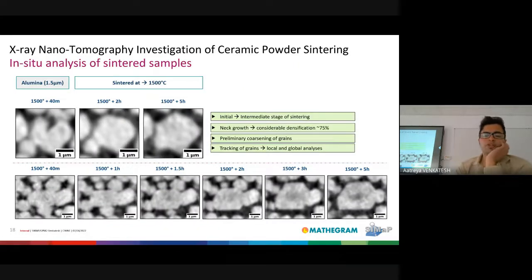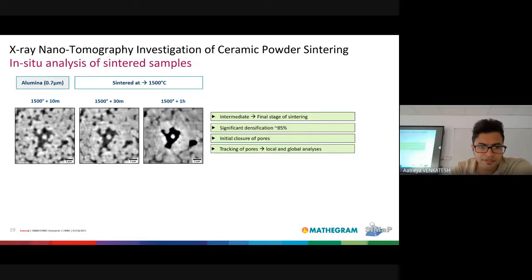And now moving on to the tracking of local particles at different stages of sintering. In this particular example, you see a clear interparticle neck growth happening over time. This is for alumina with 1.5 micrometer. And in this case, down here, you see some densification coupled with some preliminary coarsening of grains as well. If you look closely, the big guys tend to eat all of the small guys and become bigger. And also there is this funny guy in alumina 0.7 micrometer who tends to lose his hands and legs after a point of time as a result of some reduction in the pore volume.